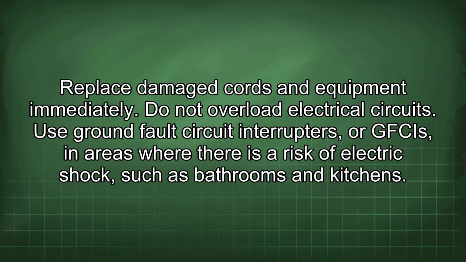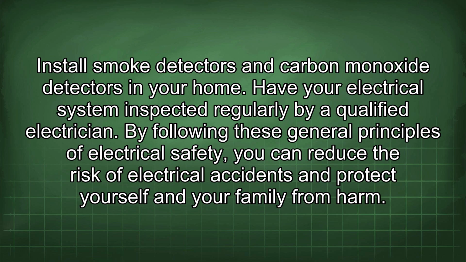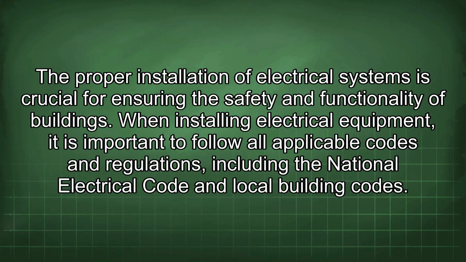Use ground fault circuit interrupters, or GFCIs, in areas where there is a risk of electric shock, such as bathrooms and kitchens. Install smoke detectors and carbon monoxide detectors in your home. Have your electrical system inspected regularly by a qualified electrician. By following these general principles of electrical safety, you can reduce the risk of electrical accidents and protect yourself and your family from harm. The proper installation of electrical systems is crucial for ensuring the safety and functionality of buildings.